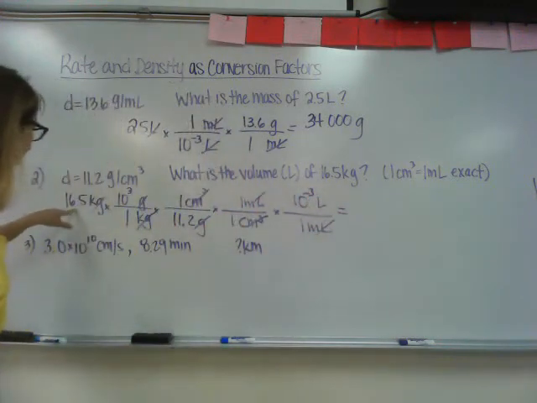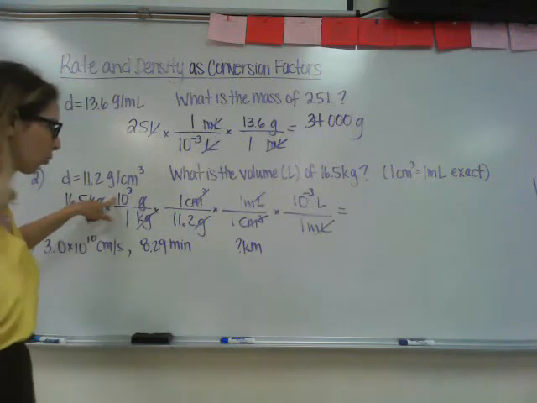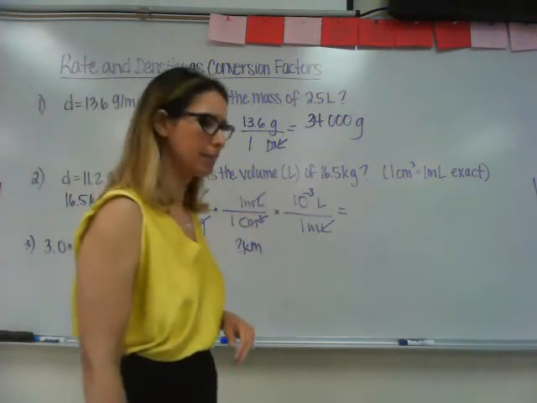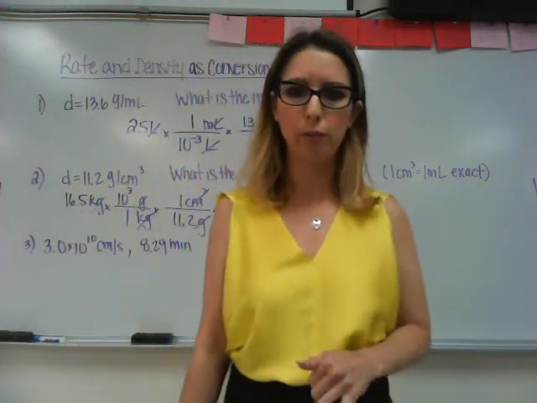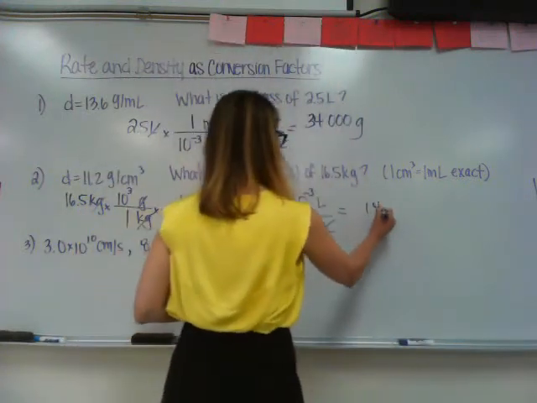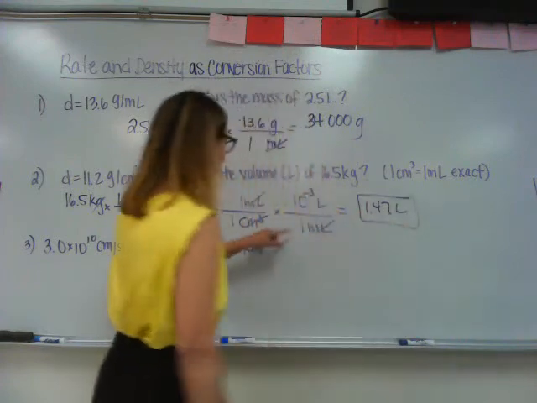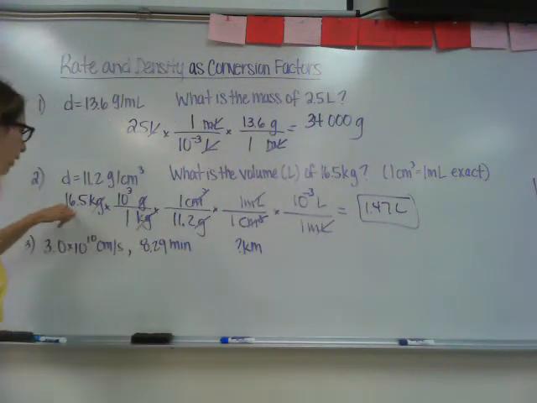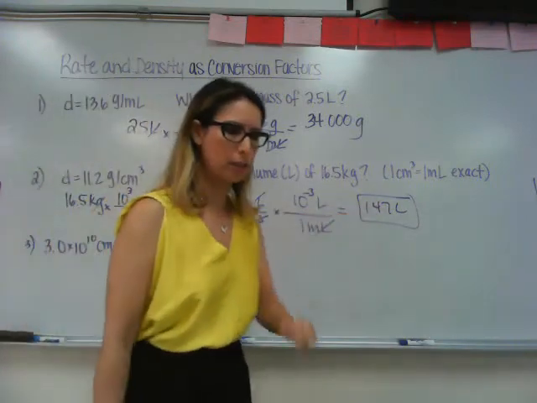In your calculator, 16.5 times second E 3 divided by 11.2 times second E negative 3 should give you 1.47 liters for your final result. Okay, so these are exact. But this is 3 sig figs, this is 3 sig figs, that's why I have 3 sig figs in my final result.